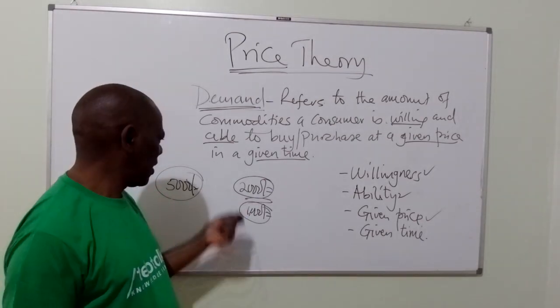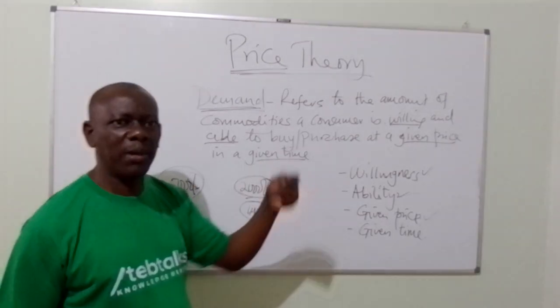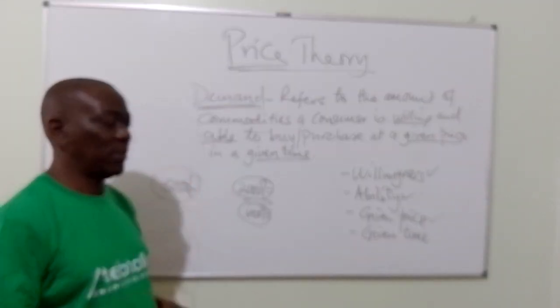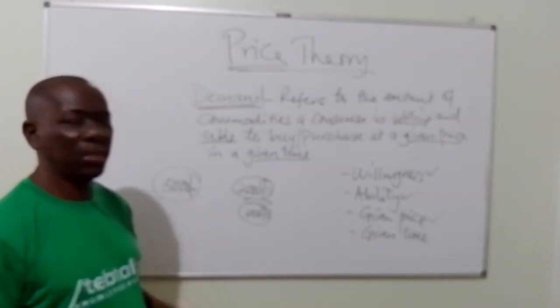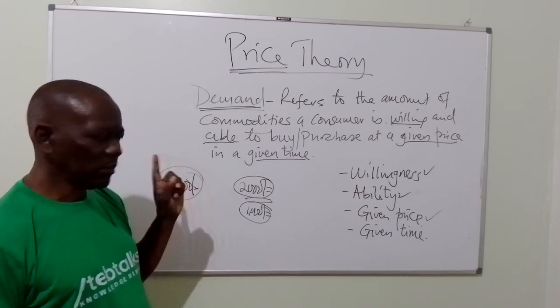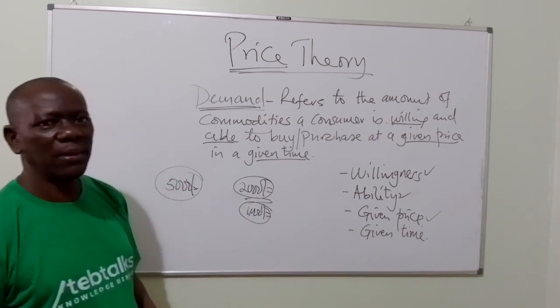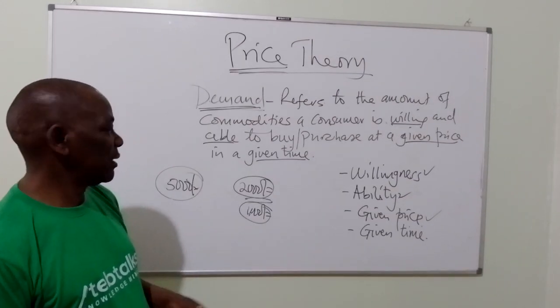If it is 2,000, I buy a bottle and I remain with this amount, it will not be enough for my transport. And that takes you back to introduction, choice, scarcity. Money is not enough. You need to have these all fulfilled to have what we call demand.